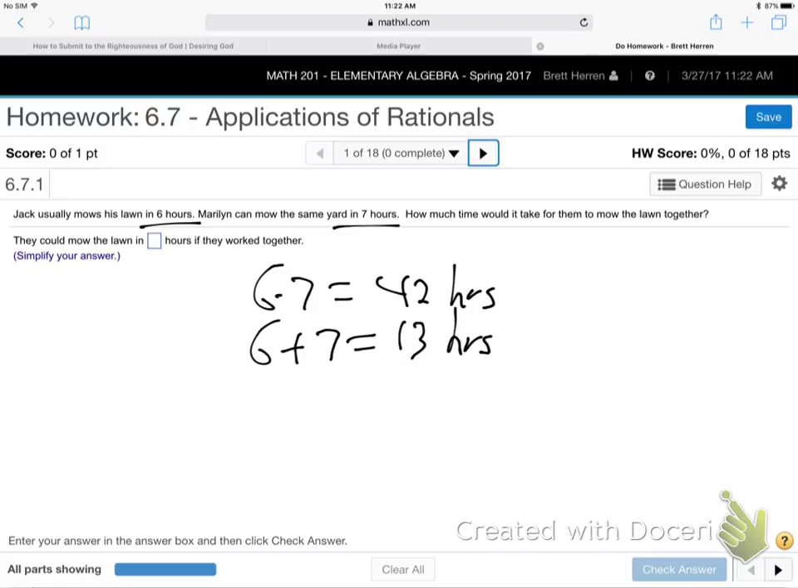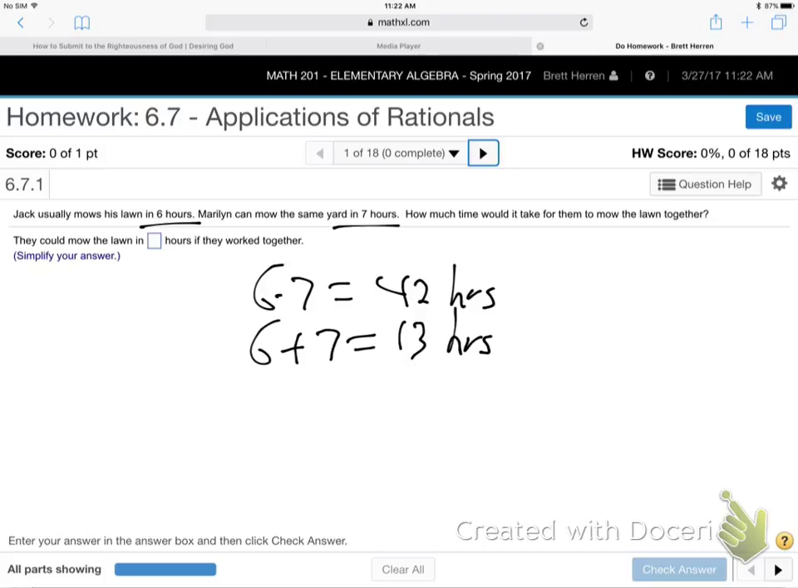Any ideas? Well, it's going to be a fractional proportion because it takes 6 hours to mow one lawn for Jack. And then for Marilyn, it takes 7 hours to do the same lawn. So how long together? Should we add them or multiply? Which one of these is right? Neither? How do you know? It just seems crazy, doesn't it?